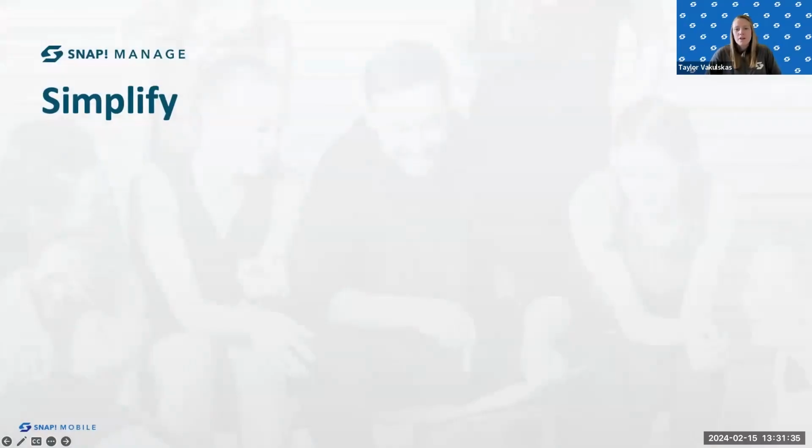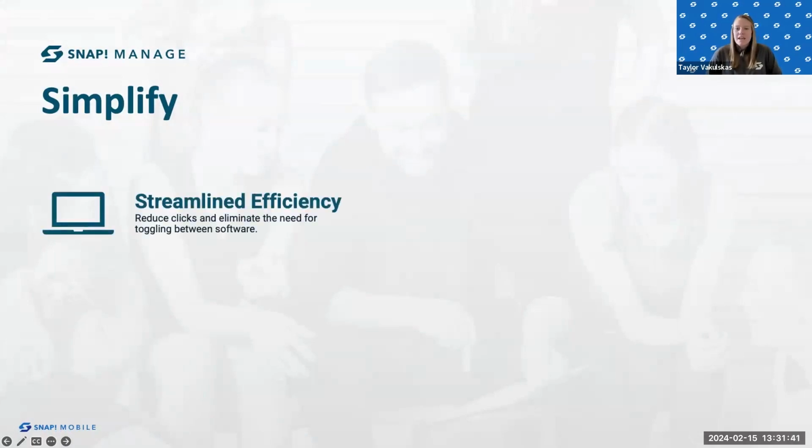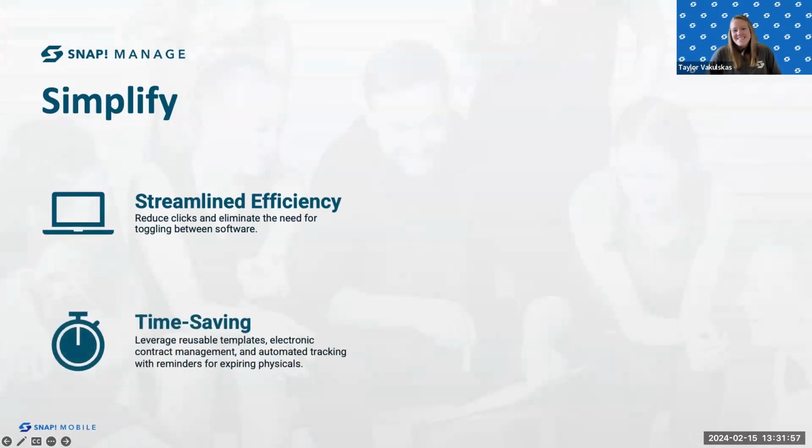Snap Manage has one overall goal: simplify your life as an AD. First and foremost, the software is designed to minimize clicks. There is nothing worse than having to dig through layers of pages and drop downs and click 100 buttons to get something simple done. Manage is click efficient and allows for the next big outcome of using the platform: saving time. Snap Manage has reusable templates to avoid duplicate work, electronic contract management, and even automated reminders for expiring physicals.